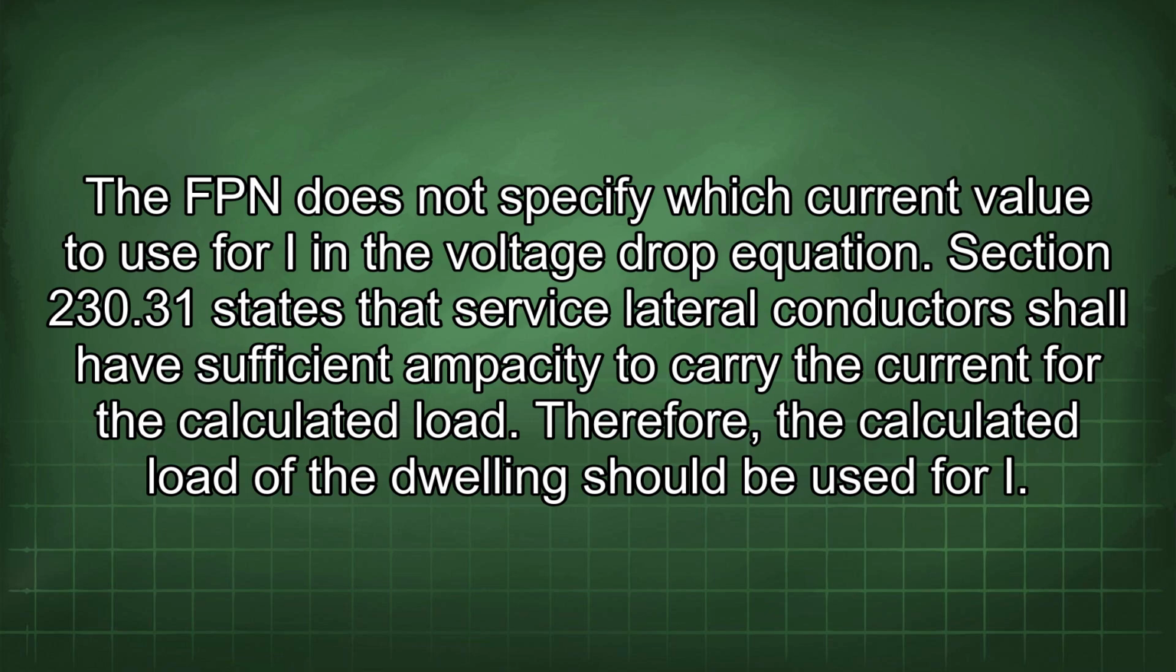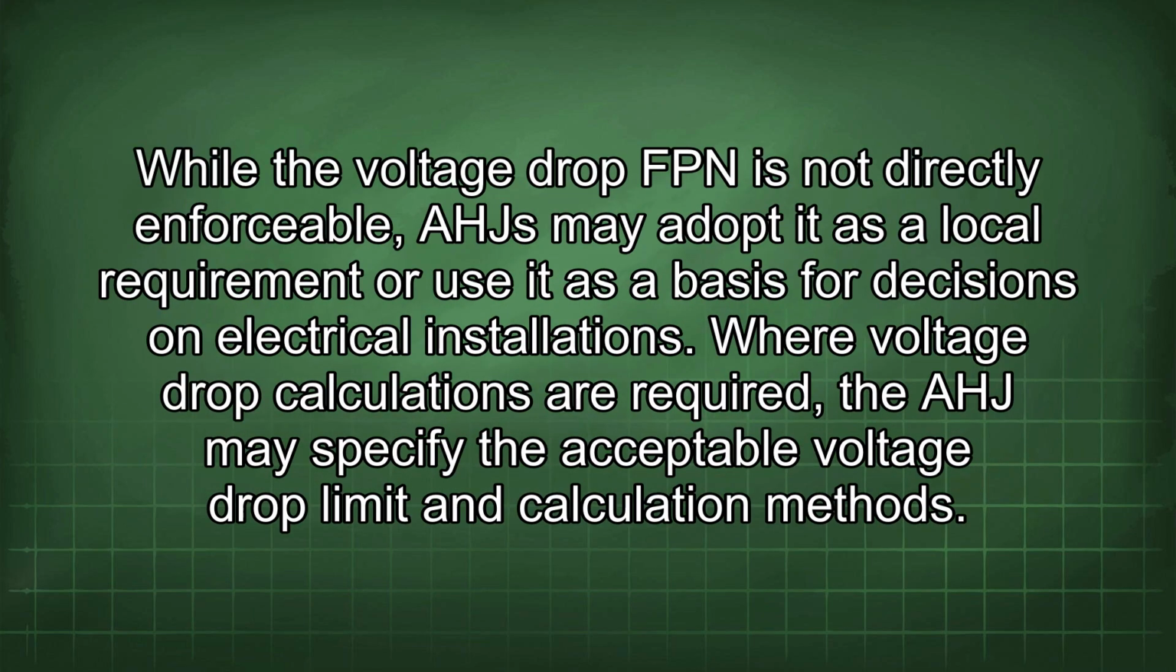Section 230.31 states that service lateral conductors shall have sufficient ampacity to carry the current for the calculated load. Therefore, the calculated load of the dwelling should be used for I. While the voltage drop FPN is not directly enforceable, the AHJ may adopt it as a local requirement or use it as a basis for decisions on electrical installations. Where voltage drop calculations are required, the AHJ may specify the acceptable voltage drop limit and calculation methods.